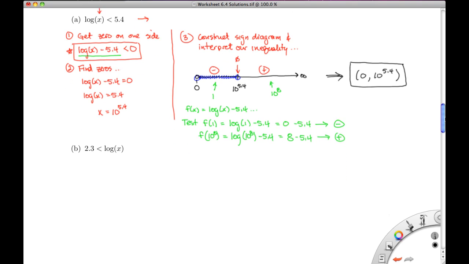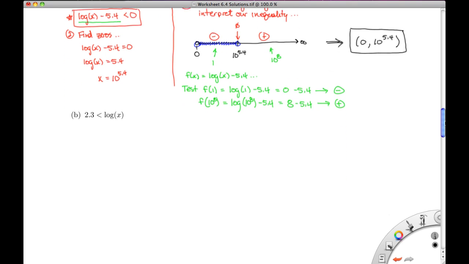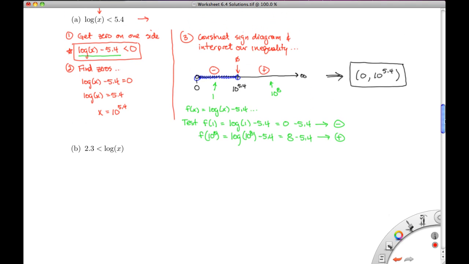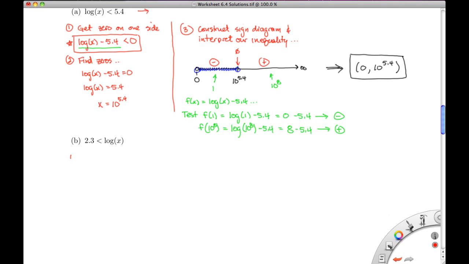Okay, so let's try this same setup on this next one. I'll leave the directions up, or the steps. So step 1, we want to get 0 on one side. So let's have 0 is less than log of x minus 2.3. Again, what I want to keep in mind as we start testing points is this is our function. We'll just call this f of x. That's our function that we're testing to see when it is greater than 0.